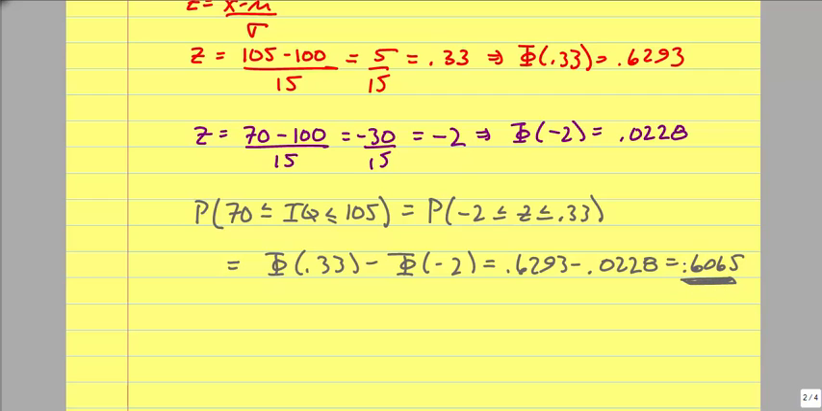Now the notation down here kind of helps me keep track of things. Now if you subtracted these in the wrong order, you would get a negative probability. And remember, probabilities can't be negative. Probabilities always have to be positive.